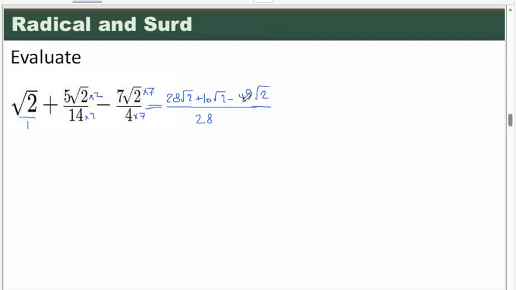Negative 49 square root of 2 plus positive 10 square root of 2 gives me negative 39 square root of 2. Now, negative 39 square root of 2 plus positive 28 square root of 2 would be negative 11 square root of 2 over 28.